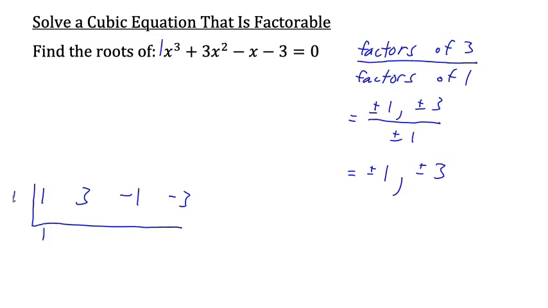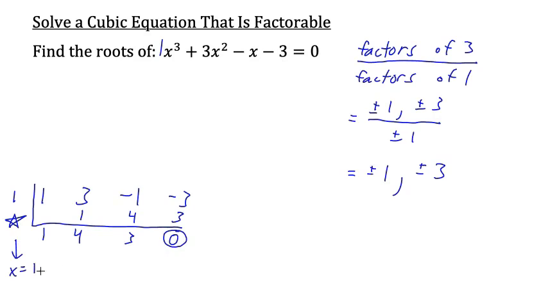So we bring down our 1 and multiply. Then we add. And we multiply. And we add. And we multiply. And then we add. And this last number here is our remainder. We get a remainder of 0. That's good. That means that we found a 0, or a root, of this polynomial. Now we found a 0 of x equals 1.